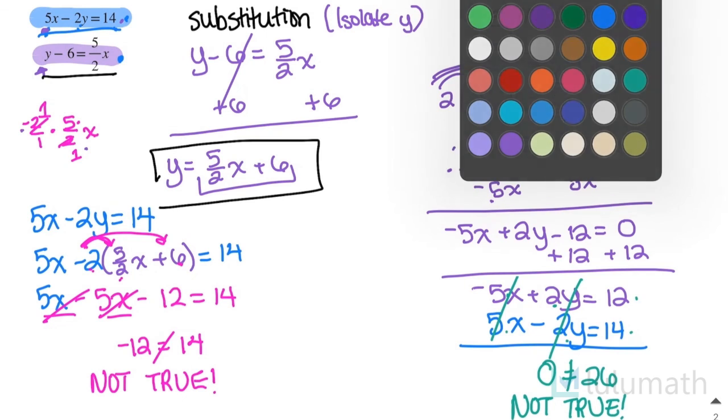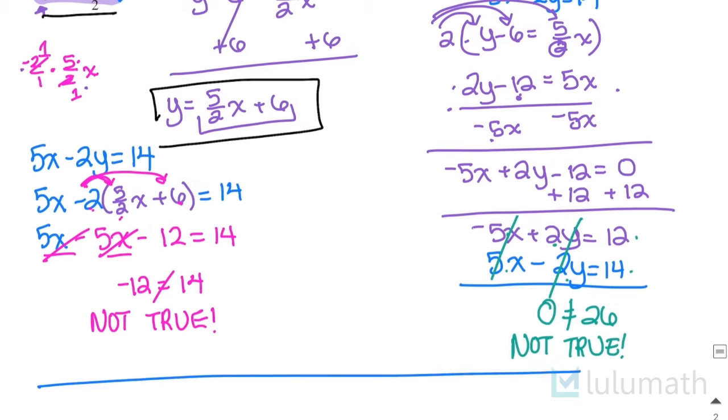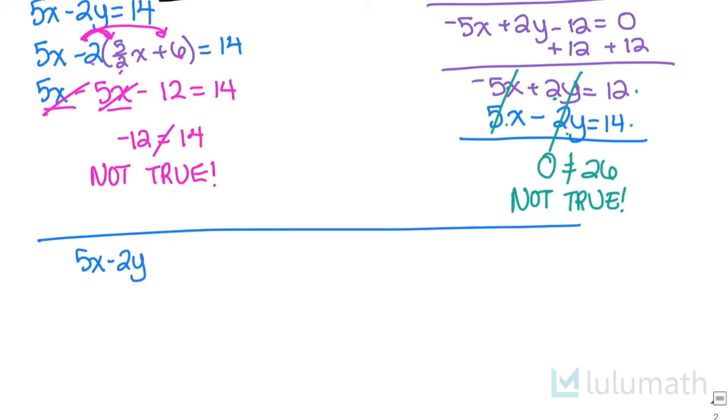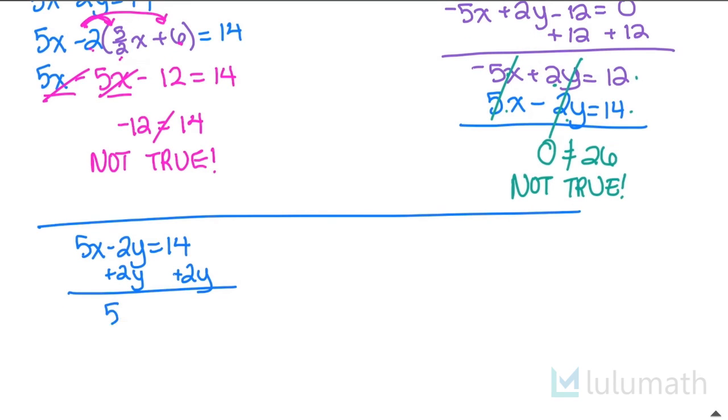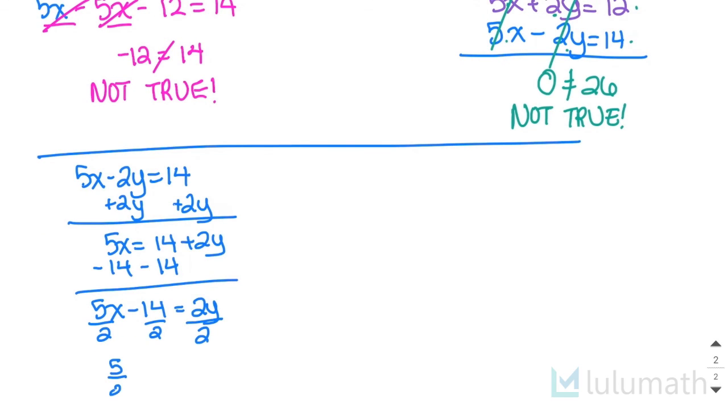I would like to also isolate the y in our blue equation right here. So our blue equation is 5x minus 2y equals 14. Okay, I'm going to add 2y to both sides to make my y positive. So I end up getting 5x equals 14 plus 2y. Then I'm going to subtract the 14 from both sides, and you end up getting 5x minus 14 equals 2y. Divide everything by 2, and I would end up getting 5 over 2x minus 7 equals y.